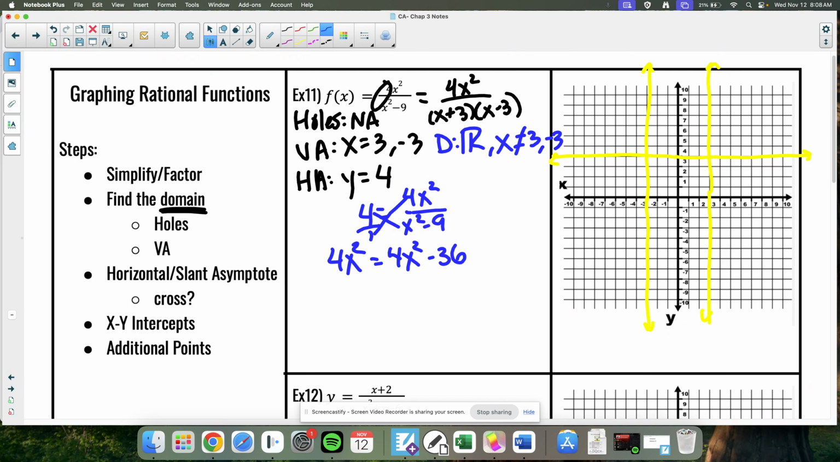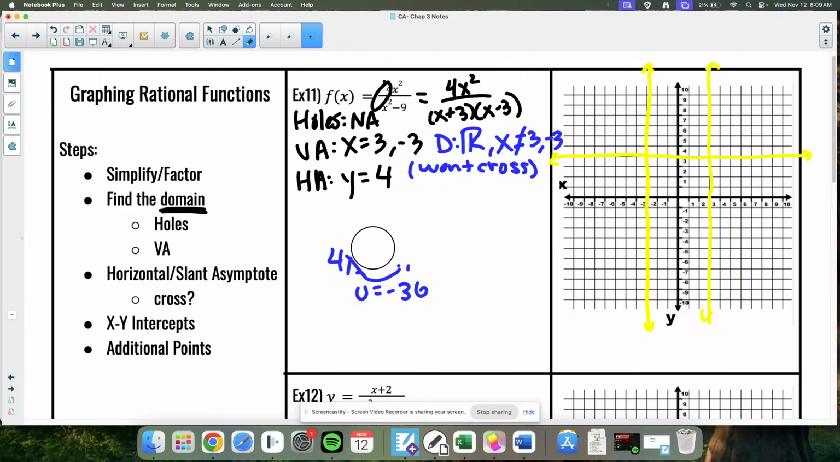How would you get your x squareds on one side? Subtract them. When I subtract them, what's 4x squared minus 4x squared? Does 0 equal negative 36? No. So that means this graph is not going to cross the horizontal asymptote. That's a plus to figure out, does it actually cross? This does not give us an answer, so we know it will not cross the horizontal asymptote. I'm going to erase just so that I can keep my stuff in one area, but that's how we know it won't cross it.